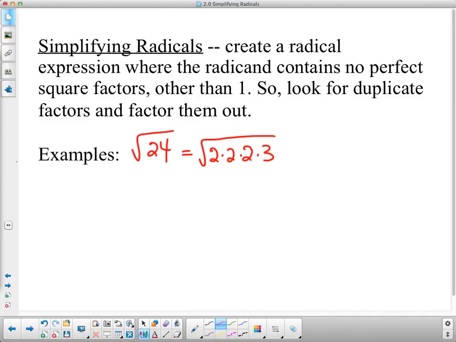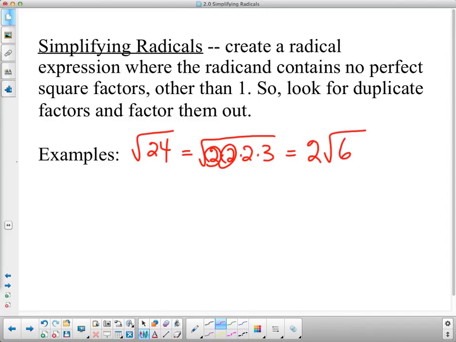Okay, so now we want to look for duplicate factors. So what do you see as duplicates? 2, okay? So 2 is a duplicate factor. So we're going to factor that 2 out in order to simplify. And then what's left underneath is still 2 times 3, so 6 when we put it back together. So we're going to take the square root of 24 and simplify it to 2 times the square root of 6. Now how do I know that's simplified?